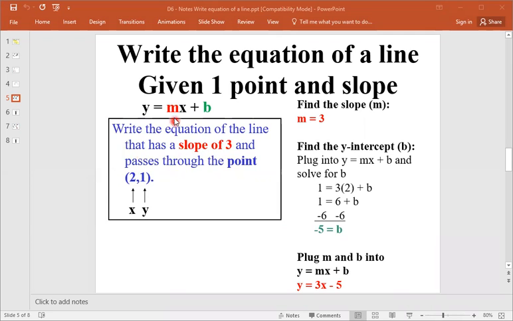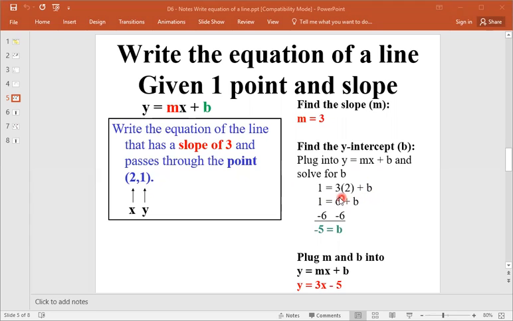Slope of 3, remember that is m in our equation y equals mx plus b. But this point represents an x and a y coordinate in this equation. So before we can write the equation, we need to solve for b. To find the y-intercept, we want to plug the information we have into y equals mx plus b and solve for b. We already know our y coordinate, which is 1, so we plug that in. Our slope, which is m, was right here, which is 3, so we plug that in. X also comes from the point we were given, that is 2, and then we need to solve for b.